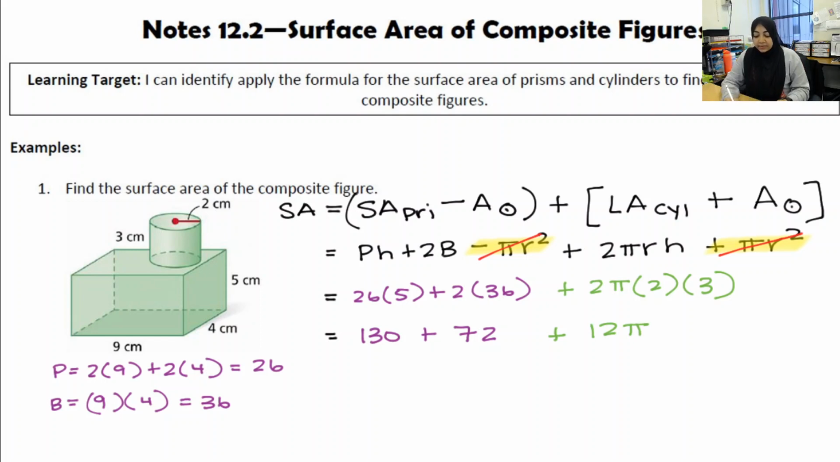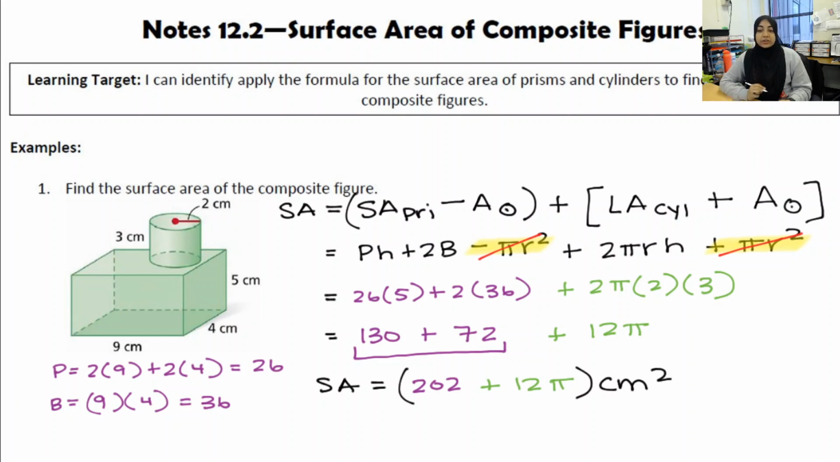Now, I cannot combine something that has pi with something that does not have pi, but I can combine this 130 and this 72. 130 plus 72 is 202. And that's going to be my surface area equals 202 plus 12 pi. Since I cannot combine those, centimeters squared, and that is my answer.